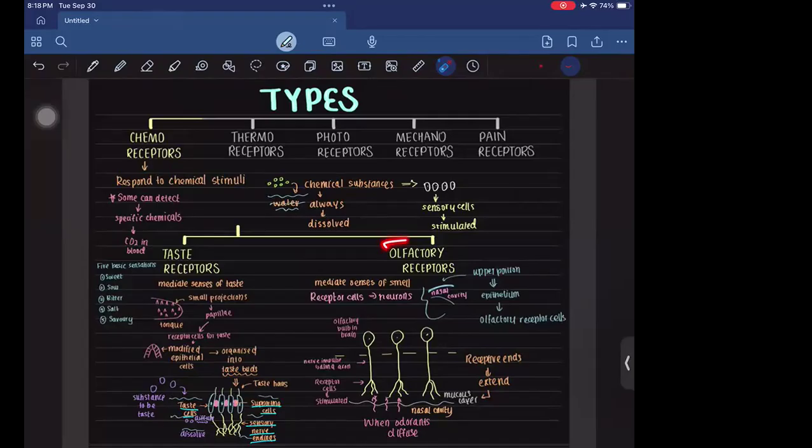Then moving on to olfactory receptors. Your olfactory receptors let you detect the odor, the smell, the fragrance, whatever it is. They mediate the senses of smell. Now, it's not restricted to a particular smell. It's not only fragrance or only odor. It can be any type of sense of smell, and the olfactory receptors mediate it.